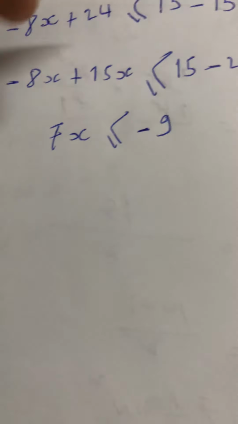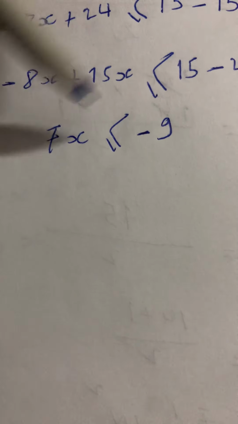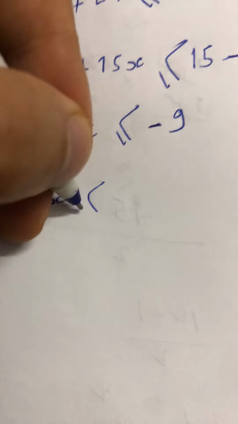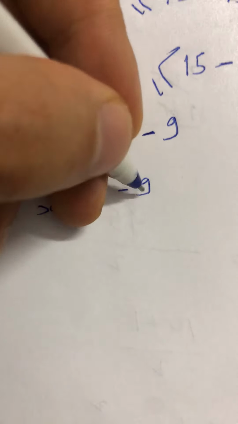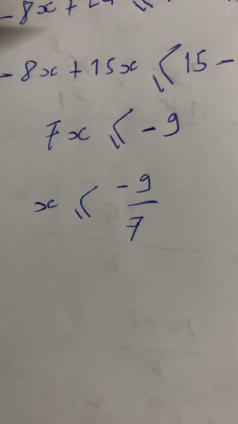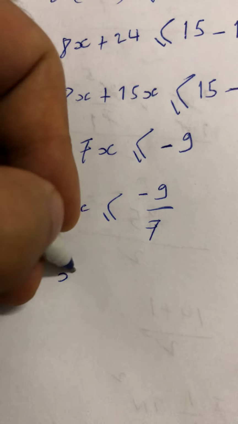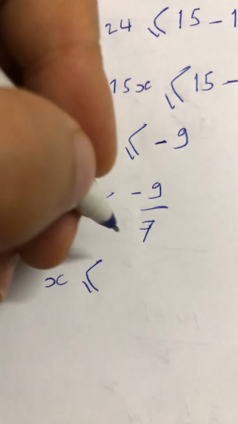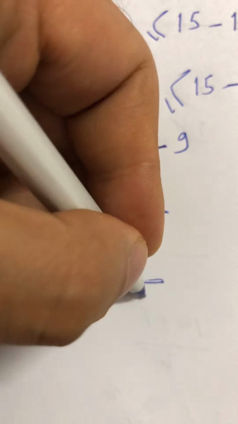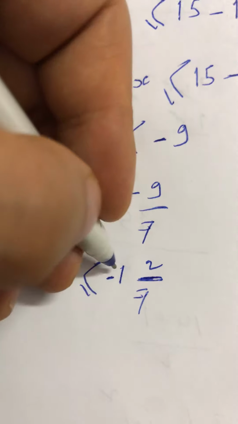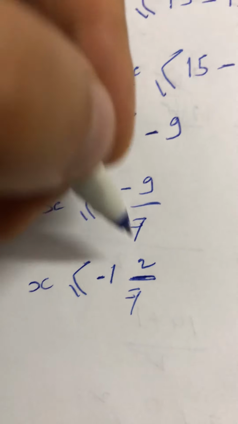Now I divide by 7 here, 7 there. When I divide by a positive number, I do not change the order. So x less than or equal to minus 9 over 7. Minus 9 over 7 you can write in mixed number: minus 1, and 2 over 7, because 7 times 1 is 7, 7 plus 2 is 9.